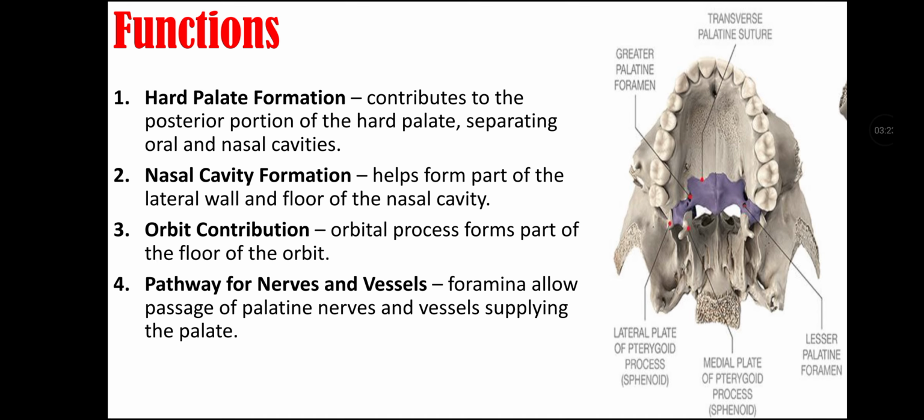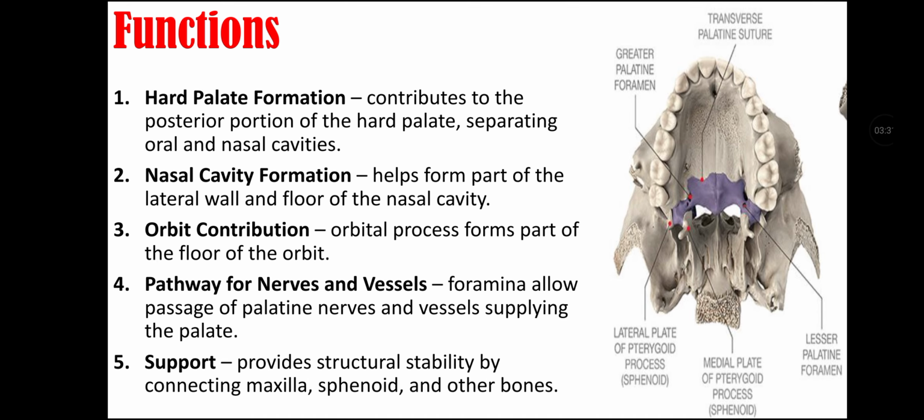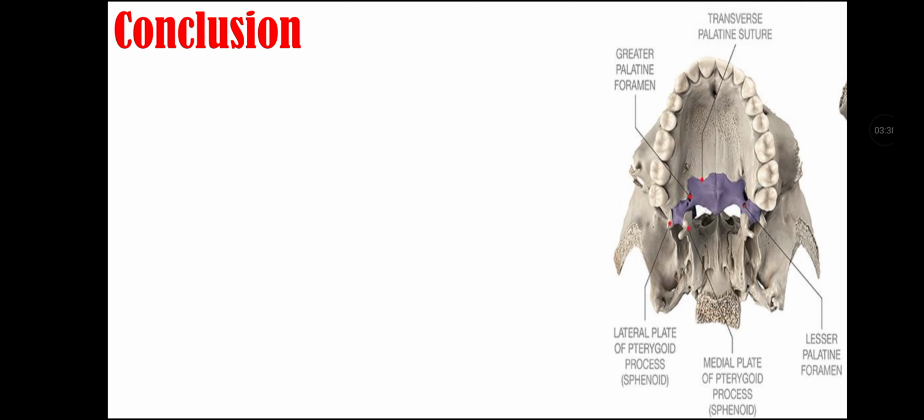Fourth function is pathway for nerves and vessels, as this bone has foramina that allow passage of palatine nerves and vessels, thus supplying the palate. Fifth function is support, as this bone provides structural stability by connecting the maxilla, sphenoid and other bones.